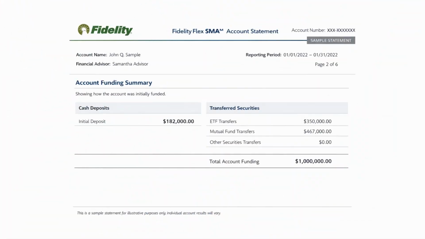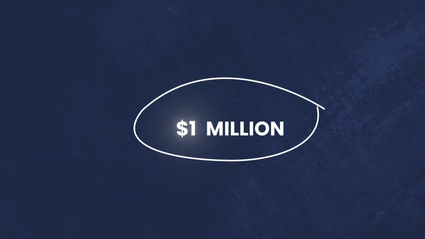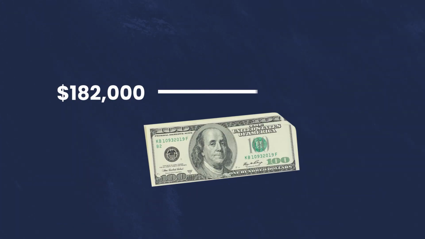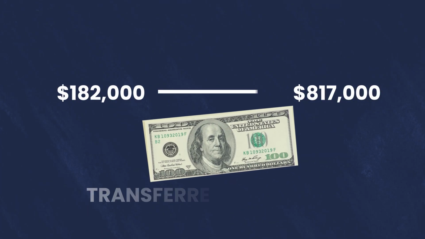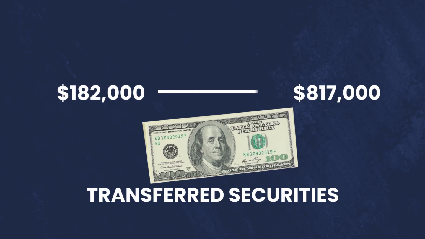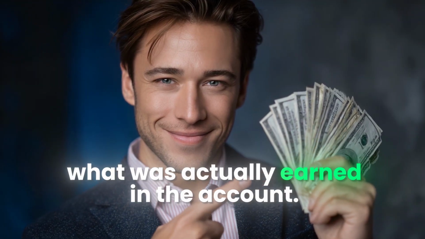On page 2, you can see how the account was funded. This account started with roughly $1 million, about $182,000 in cash and $817,000 transferred in. And that was securities, primarily ETFs and mutual funds. So after fees and deductible marginal interest, the account generated about $289,000 of growth, ending at $1.27 million. Importantly, this balance is net of fees. So what you see here is what was actually earned in the account.